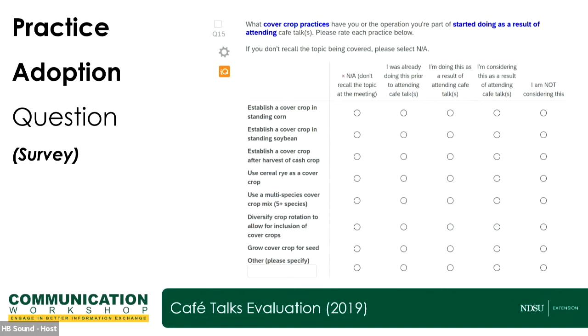And then we have the categories at the top, and then just a straight up list at the bottom, I mean, on the left-hand side. And that's all these different categories of the different cover crops that happen during the cafe talks.